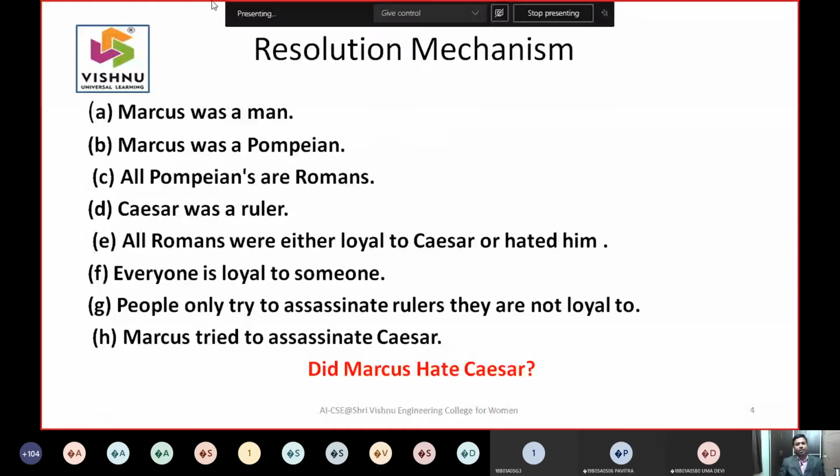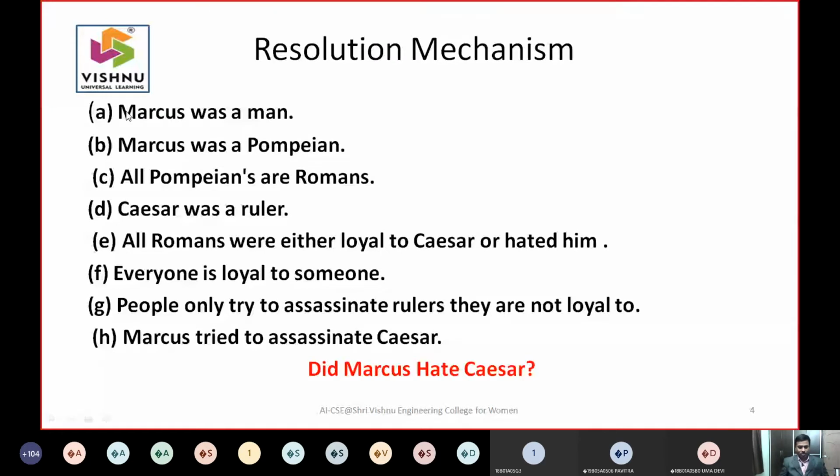So same example that we have seen. I have taken the same example, but I have changed a question. Yesterday we were talking about all these statements: Marcus was a man, Marcus was a Pompeian, all Pompeians are Romans, Caesar was a ruler, all Romans were either loyal to Caesar or hated him, everyone is loyal to someone, people only try to assassinate rulers they are not loyal to. So Marcus tried to assassinate Caesar. I asked yesterday 3 questions, and this question I have taken so that you will understand the resolution concept more precisely. That is the reason I have changed the question.